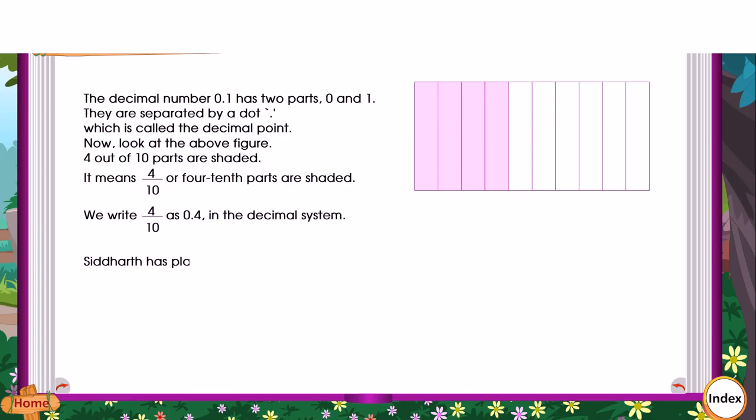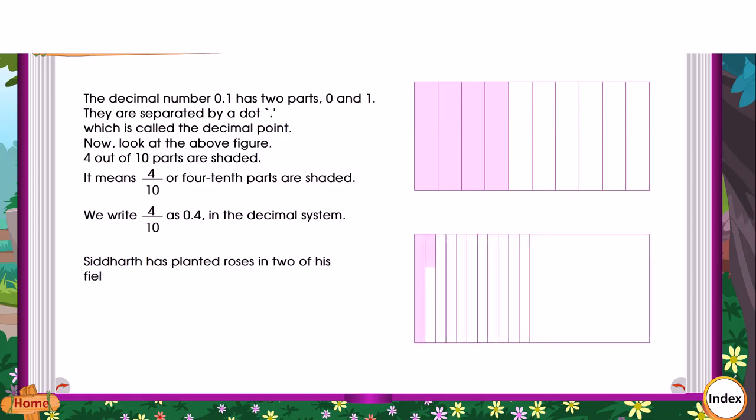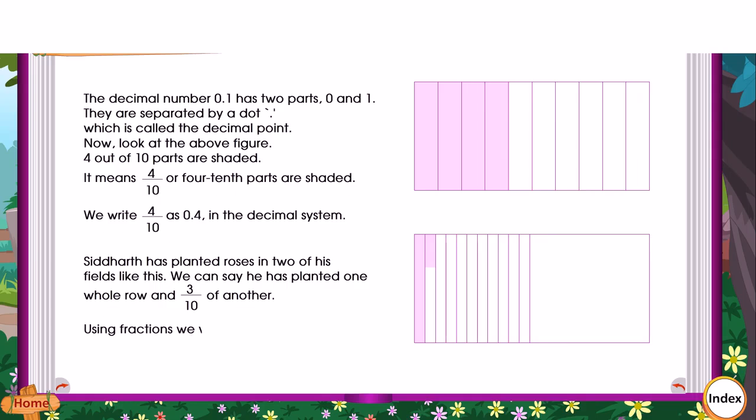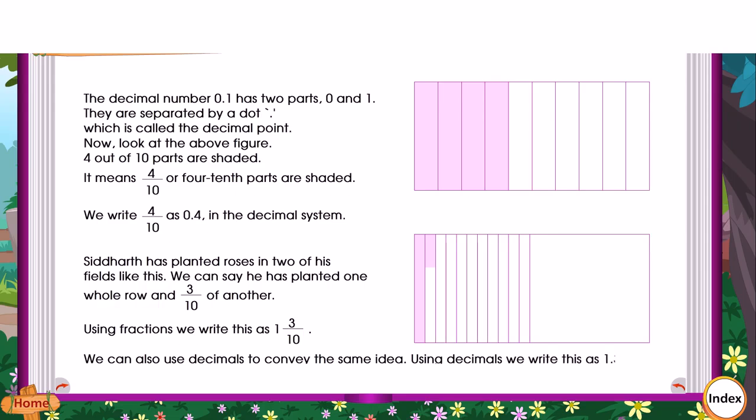Siddharth has planted roses in 2 of his fields like this. We can say he has planted one whole row and 3/10 of another. Using fractions, we write this as 1 3/10. We can also use decimals to convey the same idea. Using decimals, we write this as 1.3. The digits to the right of the decimal point show that it is less than 1 whole.